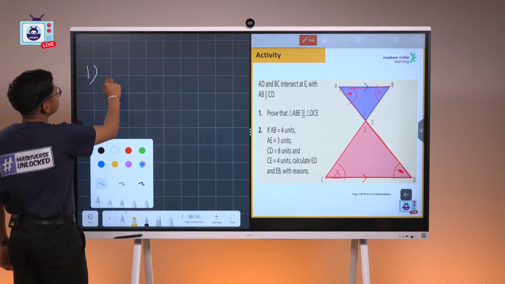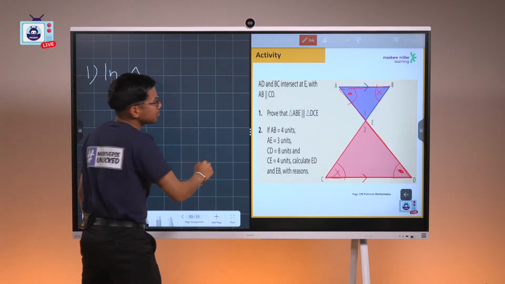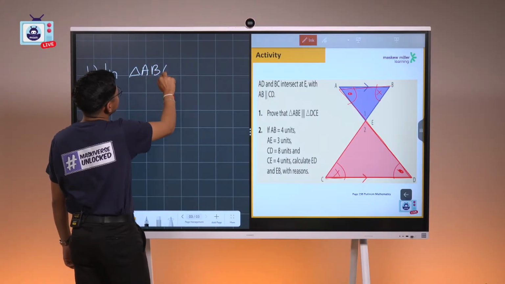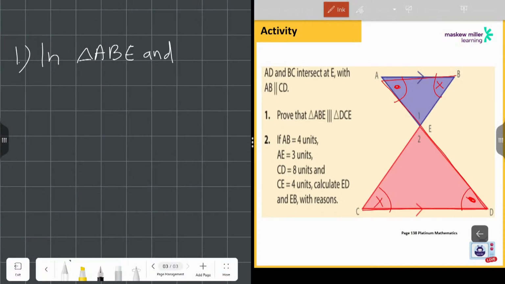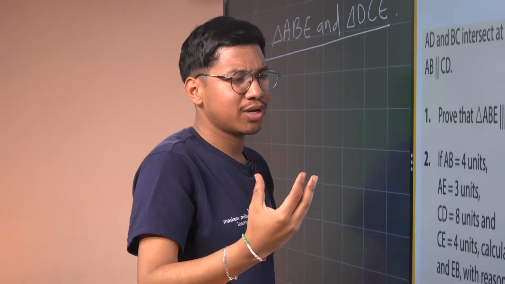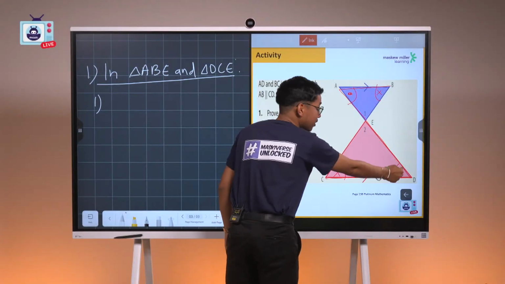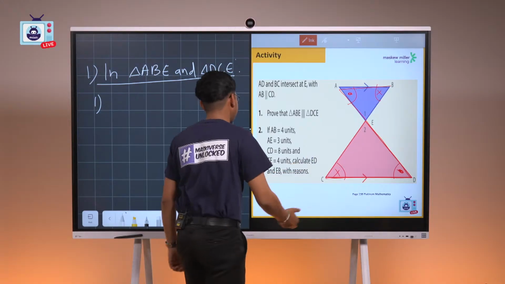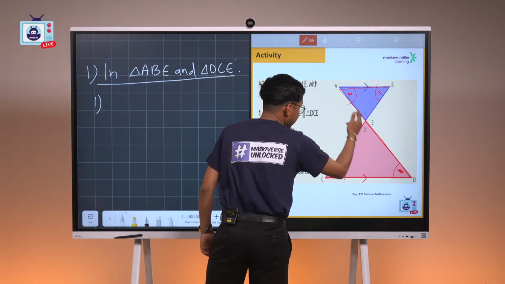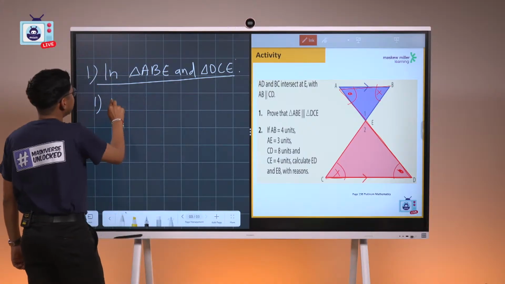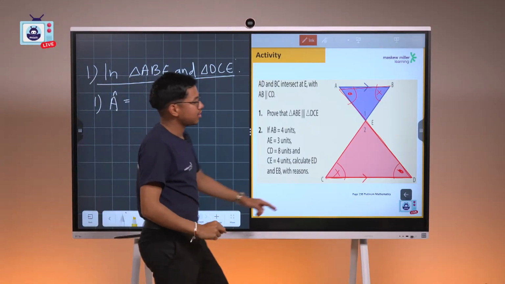Now, quickly, let's go through the solutions. So, what do I notice? I first notice, I say, in triangle ABE and triangle DCE. Remember, I'm not doing congruency, I'm doing similarity. I can't use the sides, so I'm going to use the angles, right? So, what do I know? I know that angle A is equal to angle D. Why? Alternate angles, right? I have two angles that are equal. So I can say that angle A is equal to angle D.